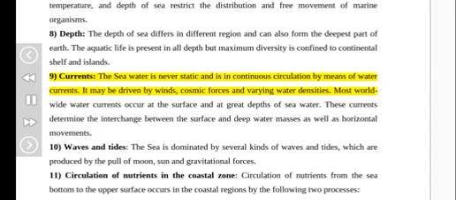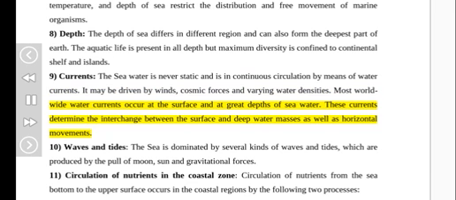9. Currents. The sea water is never static and is in continuous circulation by means of water currents. It may be driven by winds, cosmic forces and varying water densities. Most worldwide water currents occur at the surface and at great depths of sea water. These currents determine the interchange between the surface and deep water masses as well as horizontal movements.